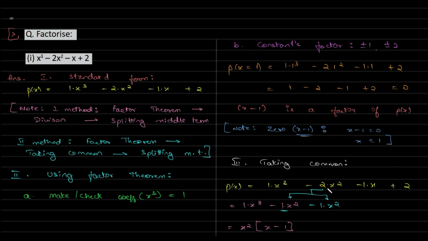Again, I split minus 2x squared into minus 1x squared and minus 1x squared. How did I decide on that? Because I wanted x minus 1 common. So as per this term, I am doing things. Next step.